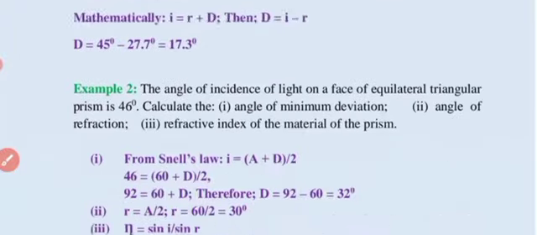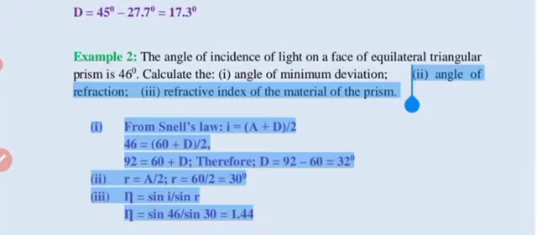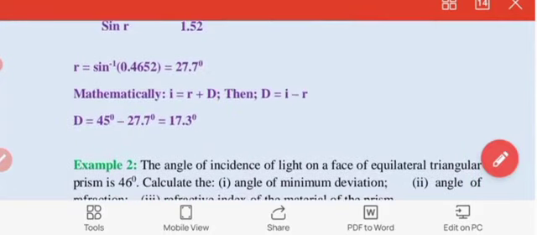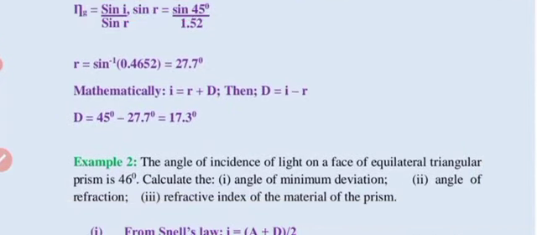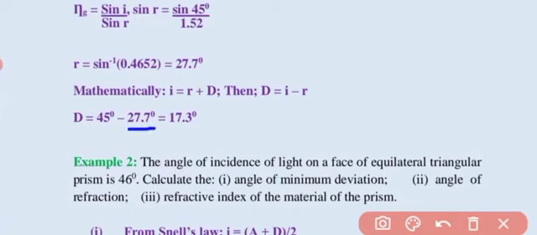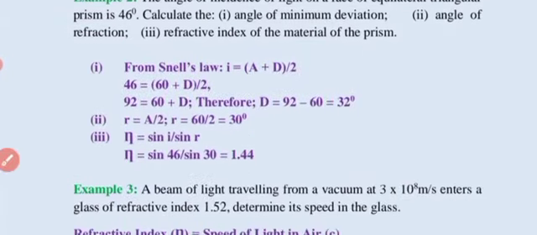Okay, so we have this here. Now solving for d, we can say d equals i minus r, that is i equals r plus d, and that takes us to this place. That is why we subtracted our angle of refraction from the incident angle, and we have our angle of deviation to be 17.3. Okay, now moving away from that, let's go to the second example.